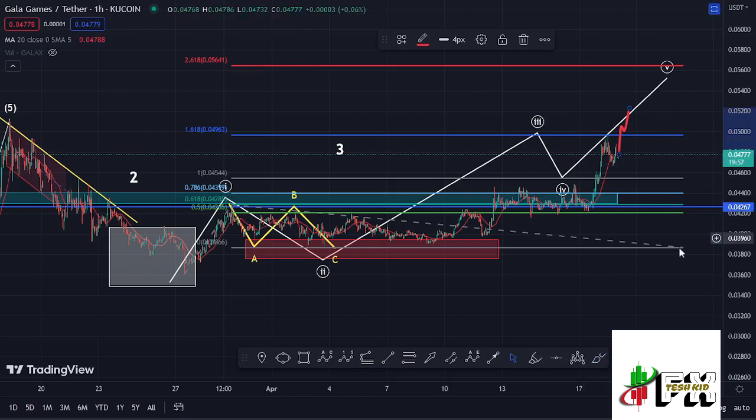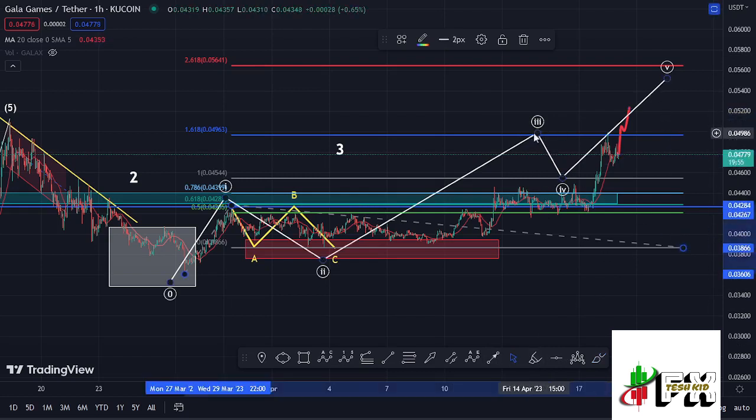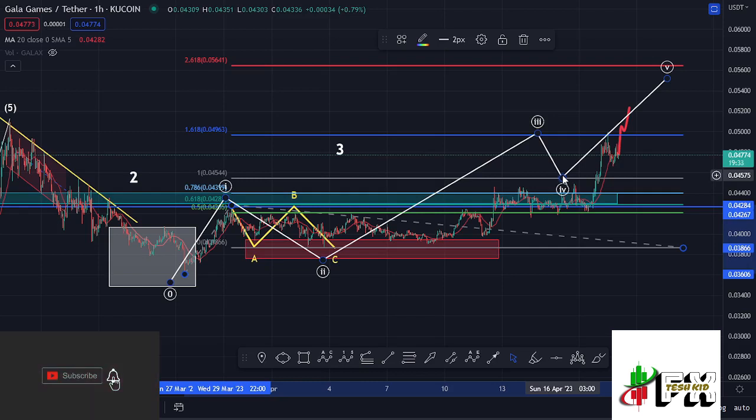And in case such a move plays out, then we can have an extended wave 3 to the upside over here before we can put that high in place in the formation of that wave 3, then expect a bit of a pullback in the formation of that wave 4. So that is the first possible scenario. There are chances of gearing up to the next area on the Fibonacci's, which is the fib level 2.618 at around the $0.05641 mark.